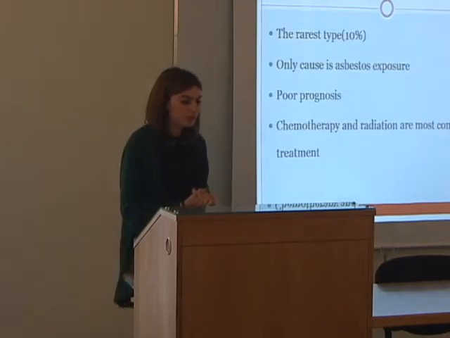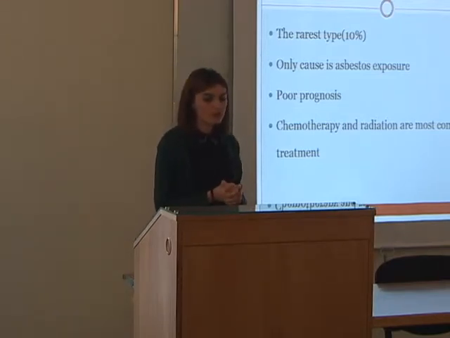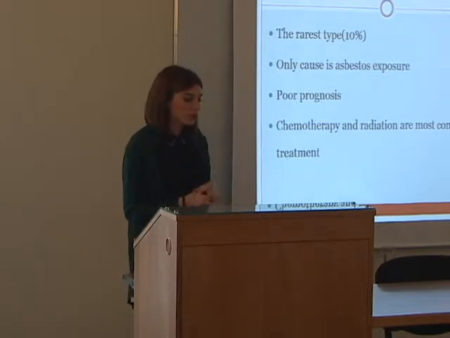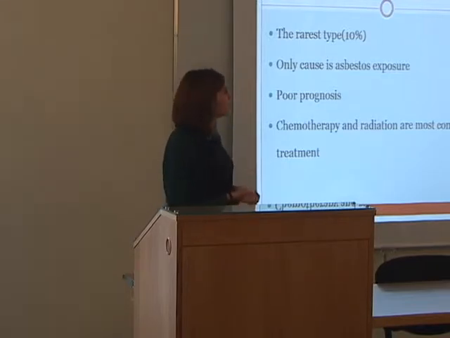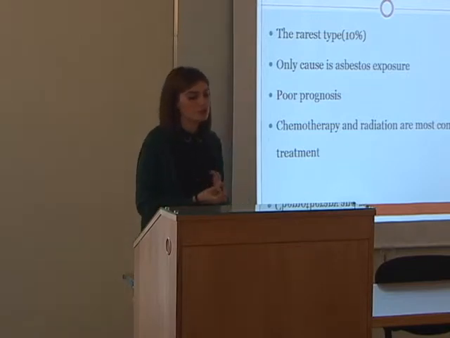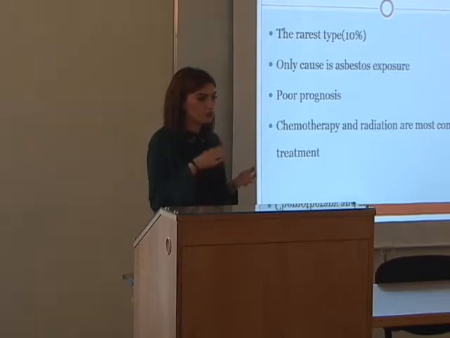The rarest type of mesothelioma is pericardial mesothelioma. About 10% of mesothelioma cases are pericardial, and the only known cause of developing the disease is exposure to asbestos. As with other types of mesothelioma, the prognosis is poor, and it is not known how the asbestos fibers can reach the pericardium.